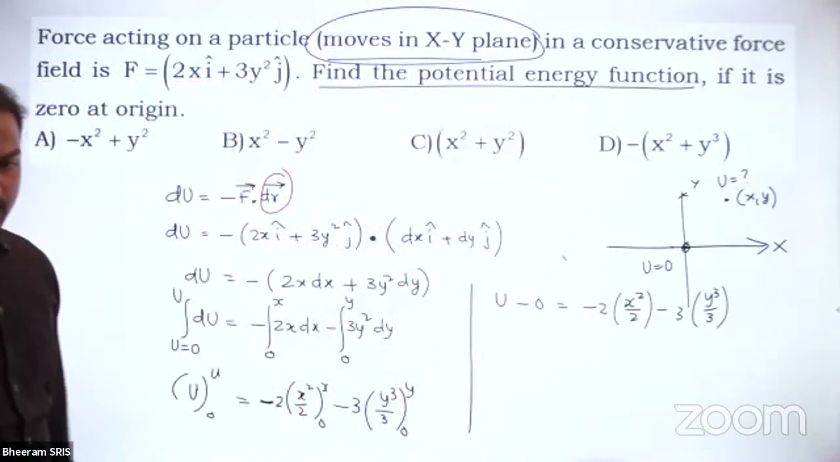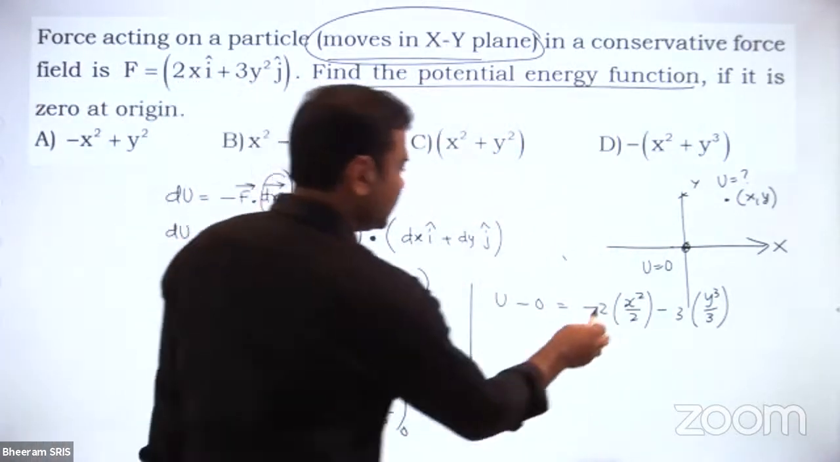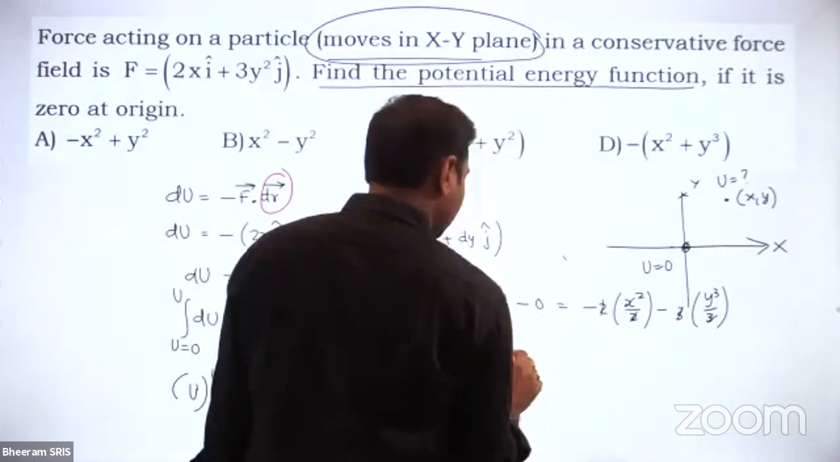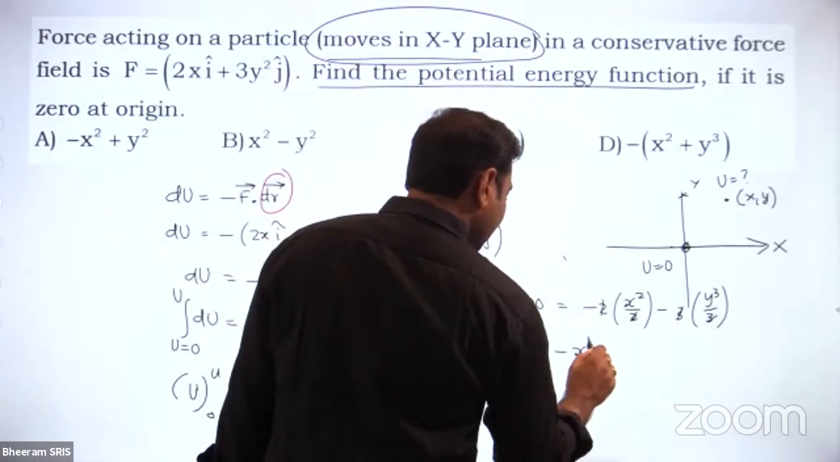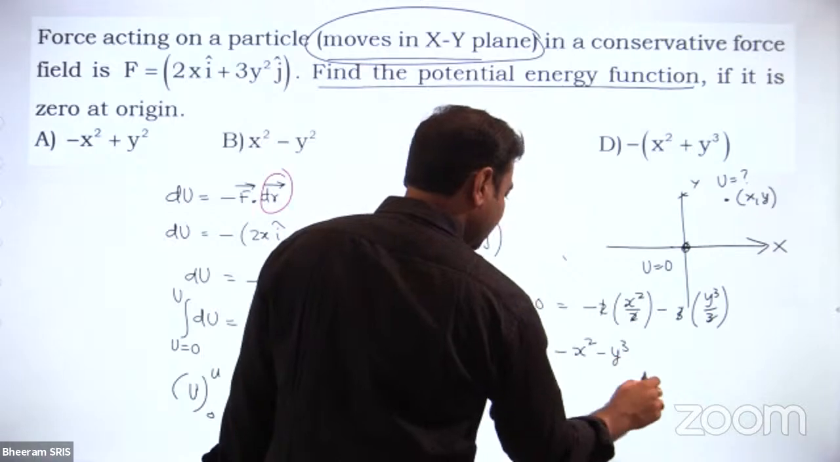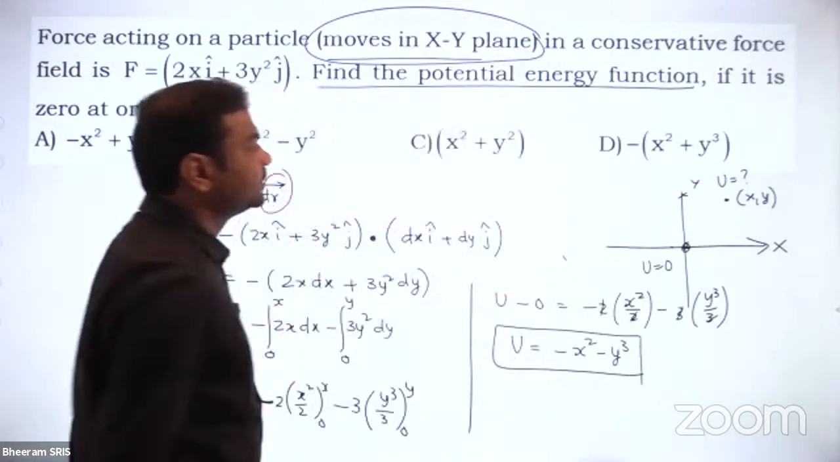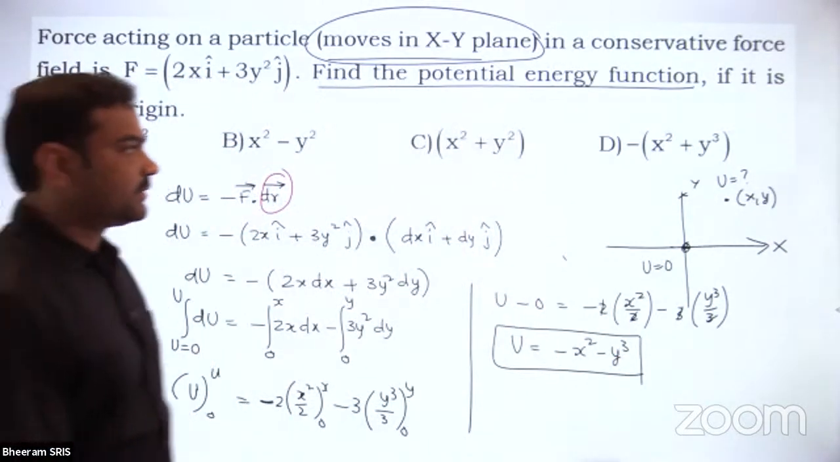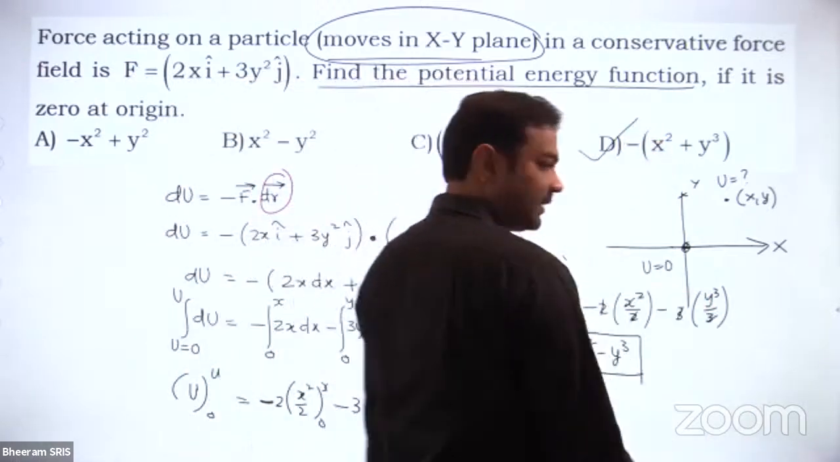All of you understanding? Any doubt, let me know. Then 2 and 2 cancel out, 3 and 3 cancel out. What will the u value become? Minus x square minus y cube. So minus of x square plus y cube. So D will be the answer.